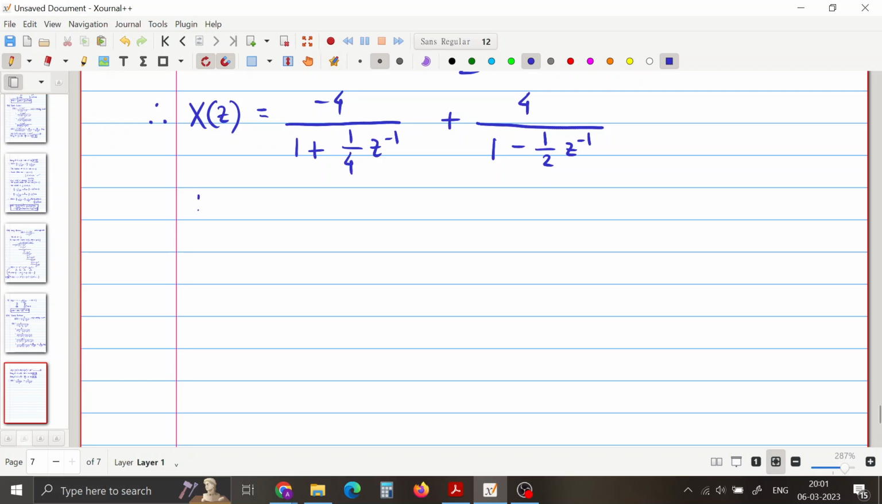Okay, so pole locations at z equals to minus 1 by 4 and z equals to half.